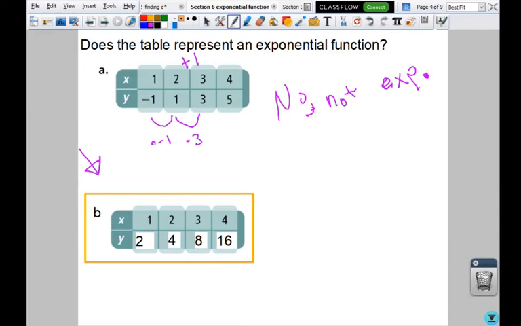Alright, let's go through this. Gabe, what are my x's changed by each time? Plus 1. And then if we're going to look at our y's, Luis, do our y's change by the same amount each time? Yeah. What are they changed by? Multiplied by 2. Yep, these all change by a times 2, which means, yes, it's exponential.